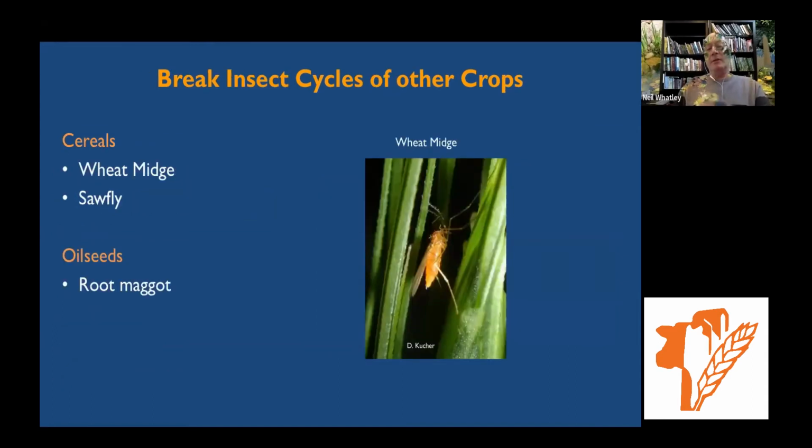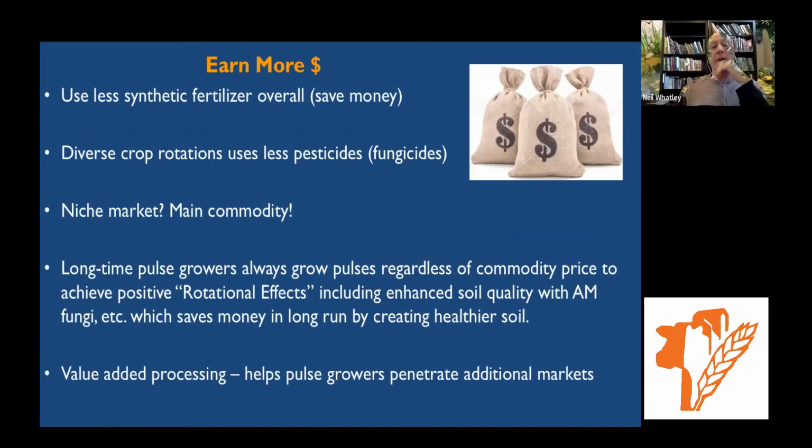So just like with diseases, pulses help break the insect cycles of other crops. Not all insects, though. Something like grasshopper pretty much eats anything. However, in cereals, wheat midge and sawfly, and in oilseeds, root maggot, pulses will help to break those cycles of insects.